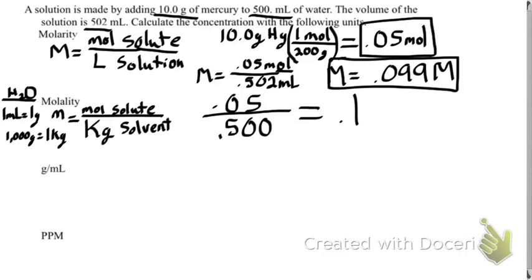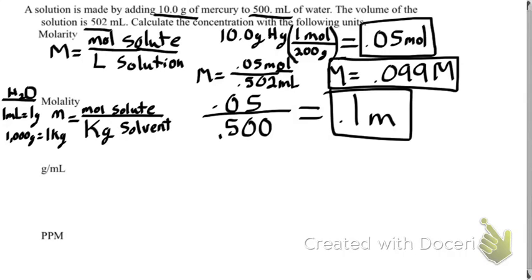Which equals a 0.1 molal solution. You'll notice that your molarity and your molality are very similar numbers. Oftentimes they will be very similar. Very rarely will they be the same number. So a good way to check to see if your molality and molarity equations and answers make sense is if your numbers are close.